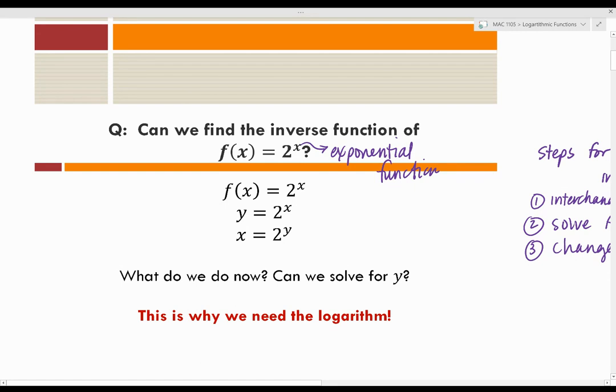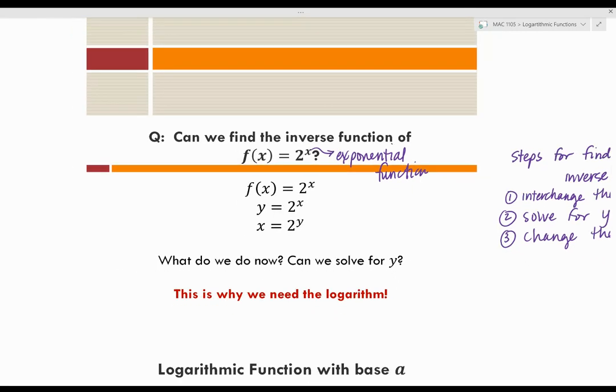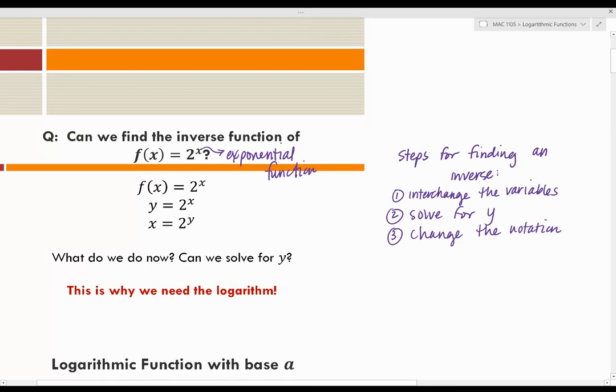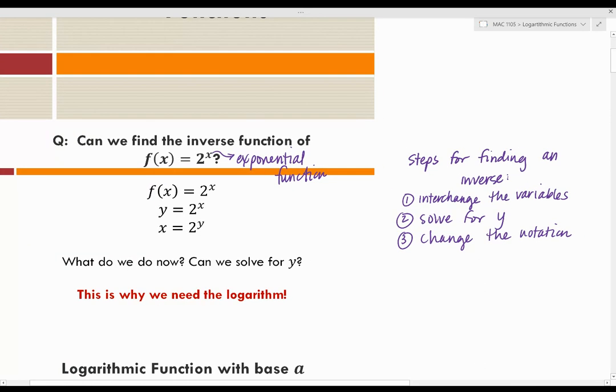Okay, so if you guys recall, when we talked about inverse functions, we followed some simple steps. If they ask us to find the inverse, the first thing we did was interchange the variables. So instead of having f of x, we had y. So we have y equals 2 to the x. We interchanged the variables, so where there was a y, we now see an x, and now we have x equals 2 to the y. And then the next thing we would need to do is solve for y, okay?